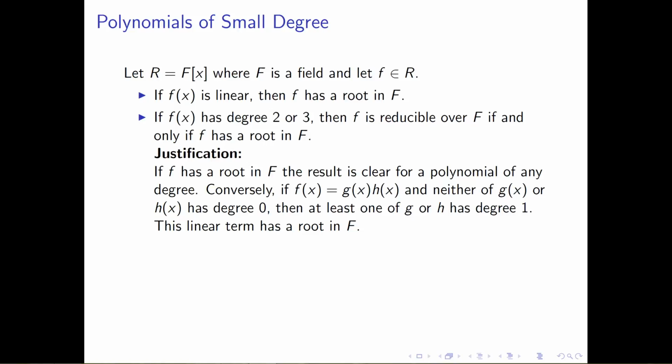That means that one of g or h is a linear polynomial. It has degree 1. And this linear term automatically has a root in the field by the first statement that we made. So that finishes the justification here.